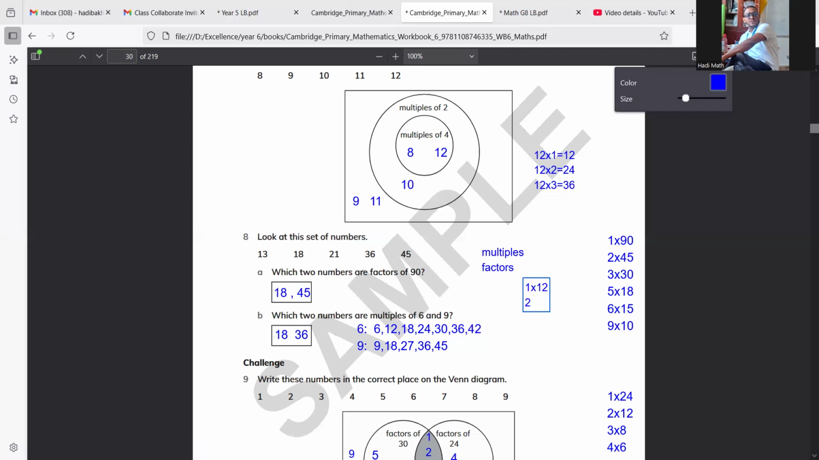Then you go to 2. 2 multiplied by which number gives you 12? 2 multiplied by 6 will give you 12. Then you go to 3. 3 multiplied by which number gives you 12? 3 multiplied by 4 gives me 12. Then you go to 4. 4 you already have, so you stop. So the factors of 12 are 1, 2, 3, 4, 6, and 12. So factors usually end, but multiples never. They are infinite.